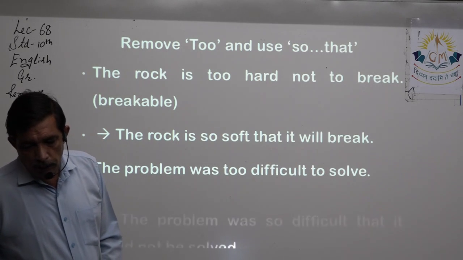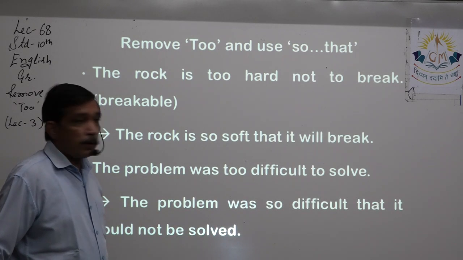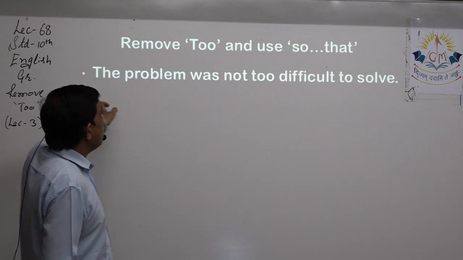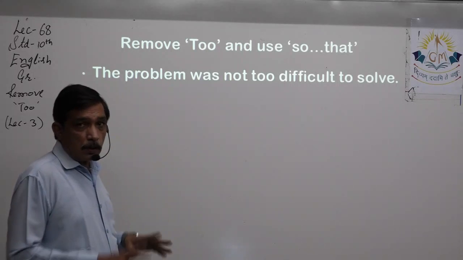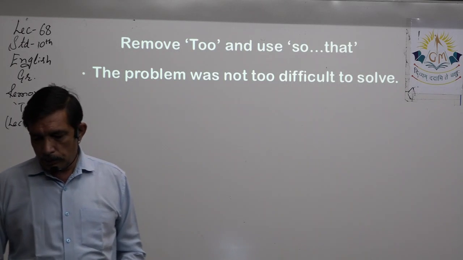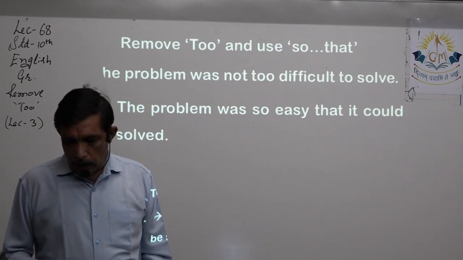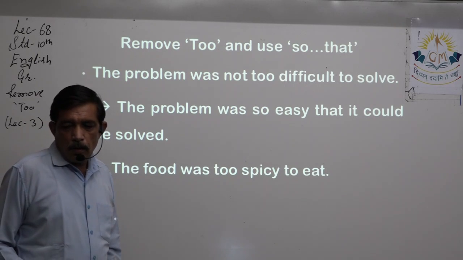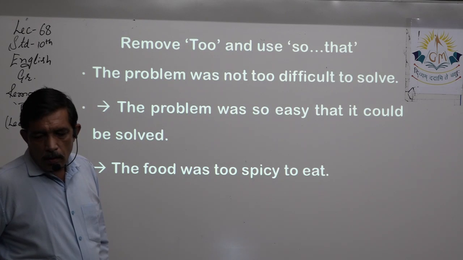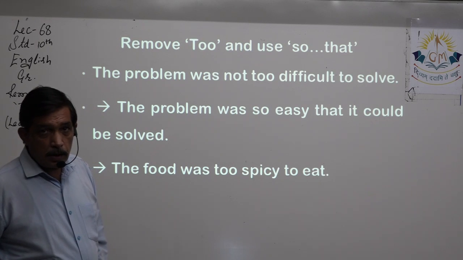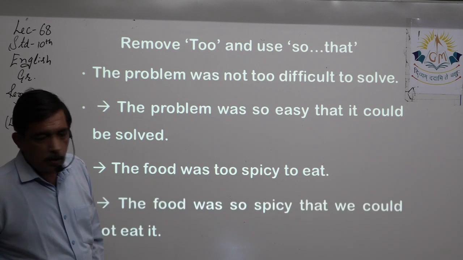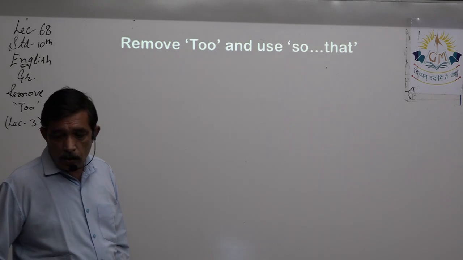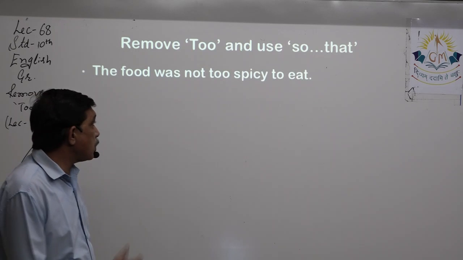The problem was too difficult to solve. The problem was so difficult that it cannot be solved. Yes, double negation. The problem was not too difficult to solve. That means it was easy. The problem was so easy that it could be solved. The food was too spicy to eat. The food was so spicy that we could not eat it. Opposite, the food was not too spicy to eat. That means it was tasty.